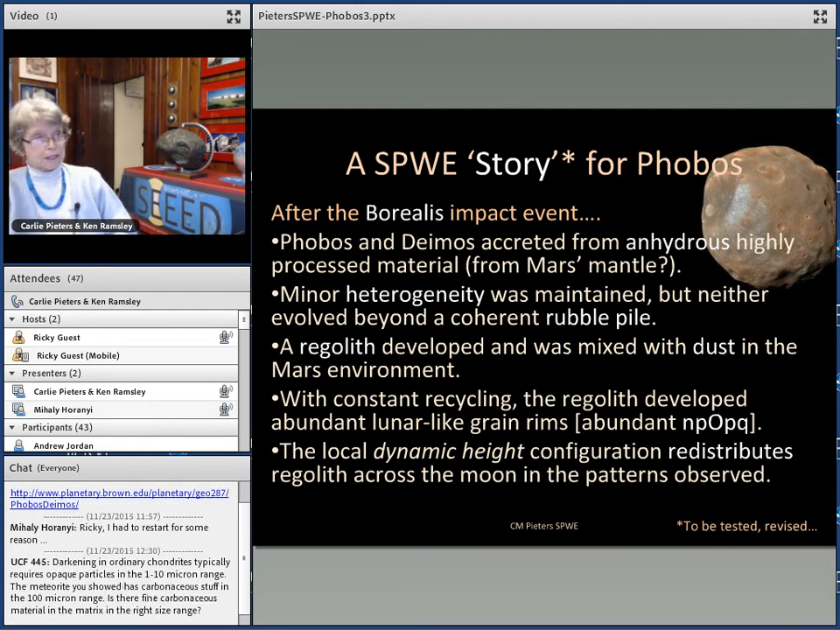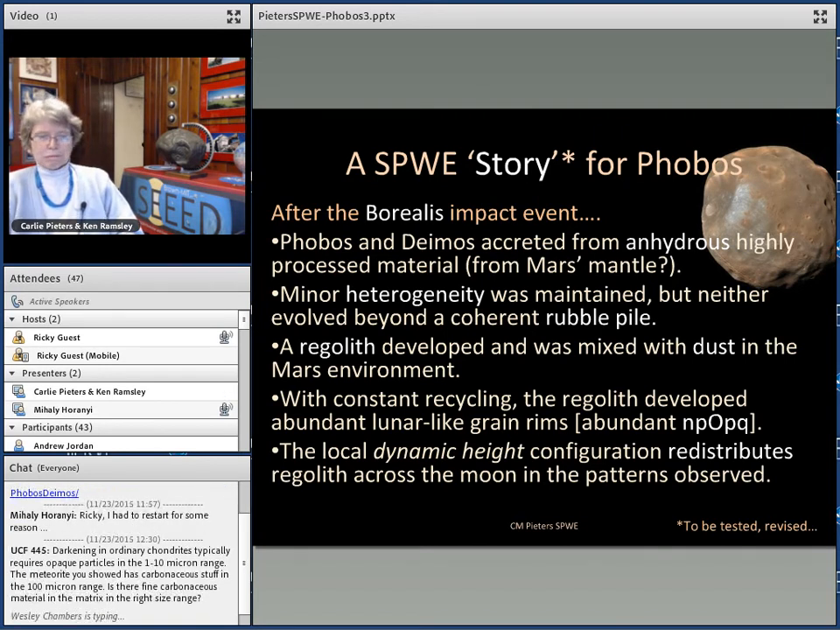This was something that Sasha Basilewski pointed out. A regolith was developed and mixed with dust in the Mars environment. You're going to hear a lot more in the next few minutes from Mihai. And this next to the last bullet is probably the one that is the most problematic. We have the least information for.